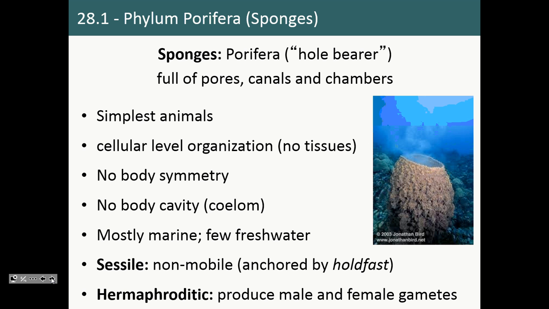Each sponge is a hermaphrodite. They produce both sperm and egg, which they release into the water, and fertilization is external in the water.